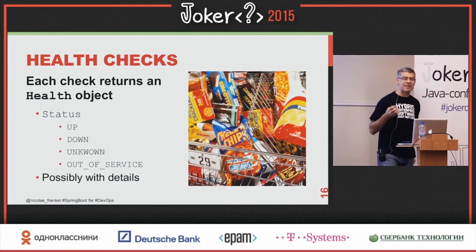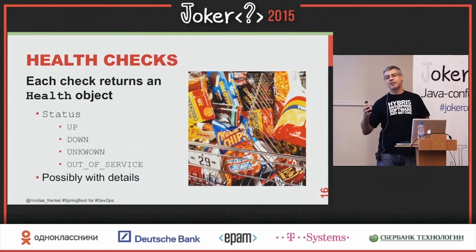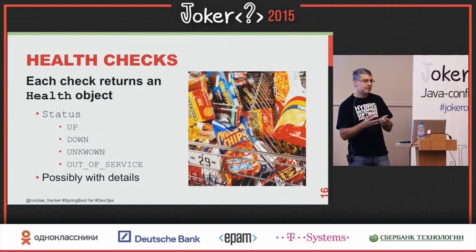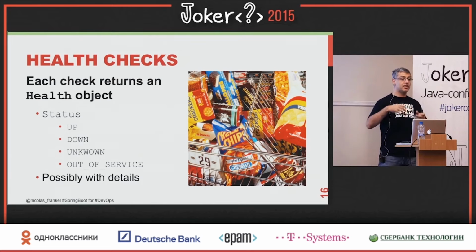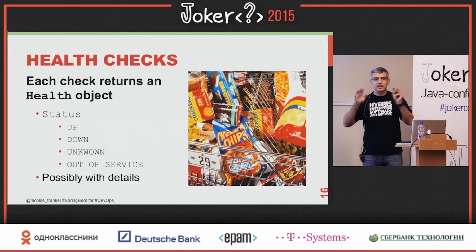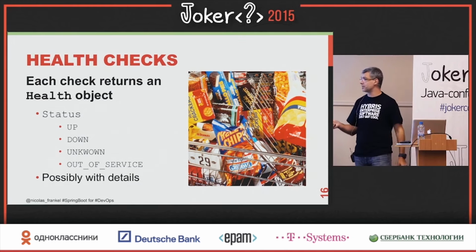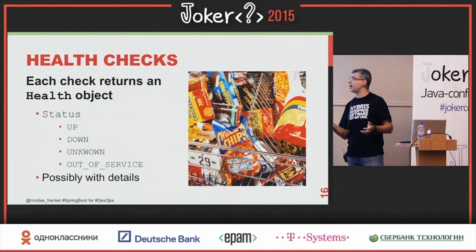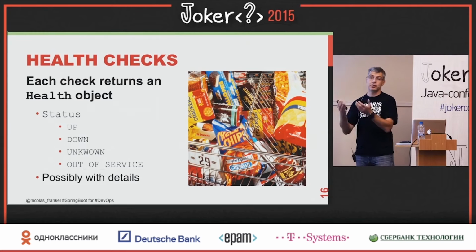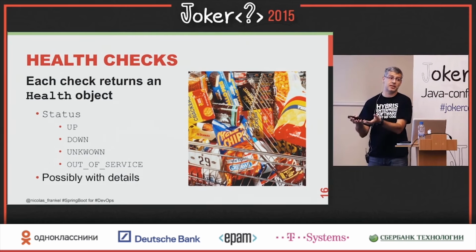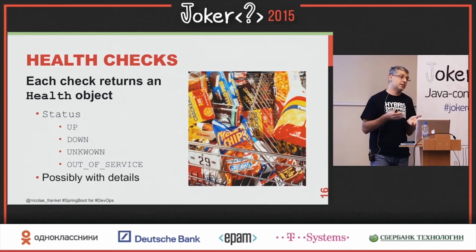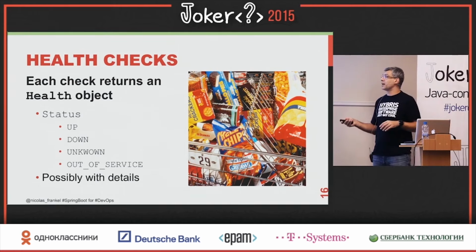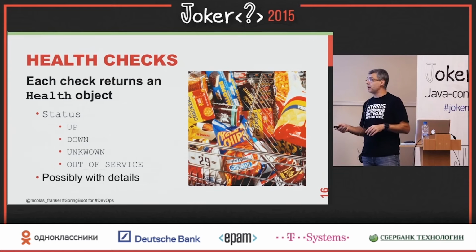So how is it implemented? Every resource dependency will be wrapped inside a health object. And this health object will make its magic and return a status. And you have four statuses. Most of the time, the most important ones are up and down. Either your resource is up, and your application is up, or your resource is down, and your application is down. But you might also have statuses that are not so clear-cut, like unknown or out of service.